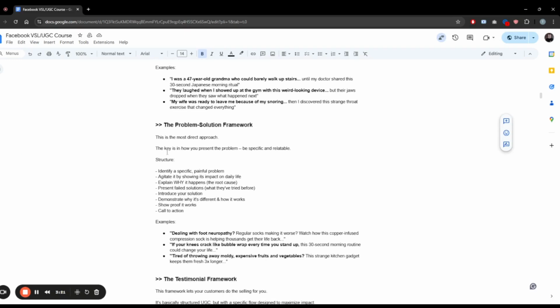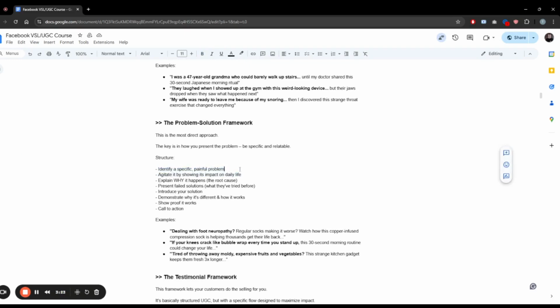So the structure usually goes like this. You identify a specific painful problem, you agitate it by showing its impact on daily life, explain why it happens, the root cause, and it works even better if you say something that no one else is saying. And then you present the failed solutions, what they tried before, and you explain why they never worked. Then you introduce your solution, demonstrate why it's different and how it works, show proof it works, and then have your call to action.